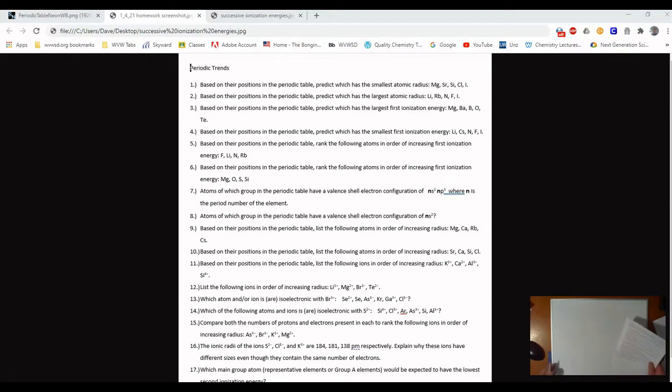Alright, boys and girls, let's continue on with these homework questions. Let's go to number 11. It says, based on their positions in the periodic table, list the following ions in order of increasing radius.